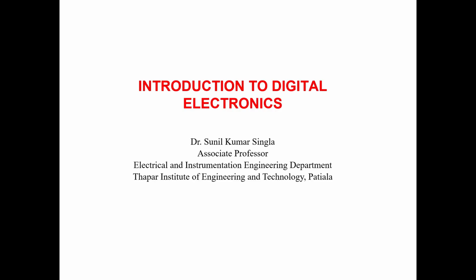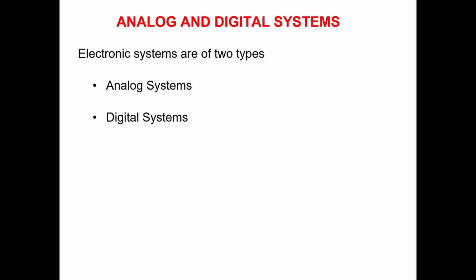Hello friends, in this session we will be discussing Introduction to Digital Electronics. Electronic systems are of two types, analog systems and digital systems. Analog systems are those in which voltage and current vary continuously through the given range. They can take infinite values within the specified range.